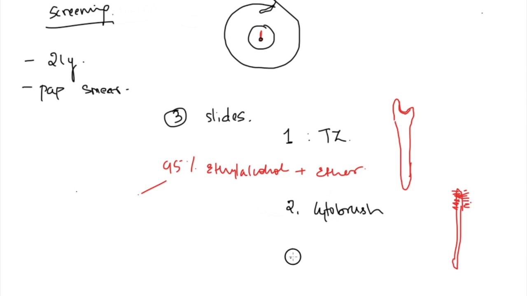Next, what is the third slide? Okay, you're going to use a control here. The control is taken from the posterior vaginal wall. Basically, the posterior fornix of the posterior vaginal wall. So we're going to use the other end of the Ayre spatula, and we are going to take it from the very important posterior vaginal wall. Okay, so now we get 3 slides and we have fixed them, correct?